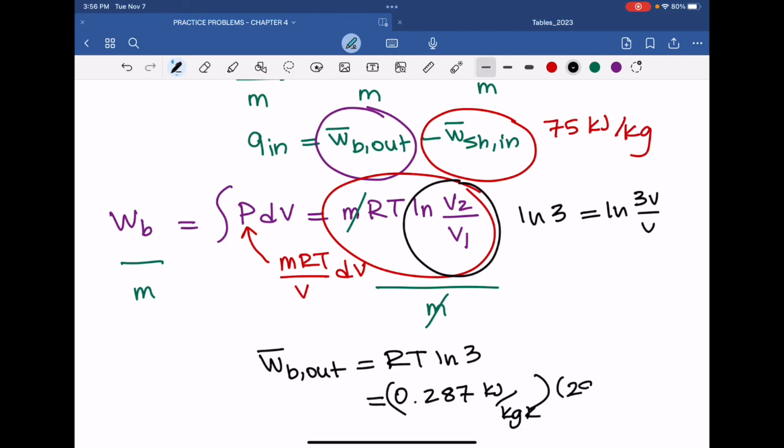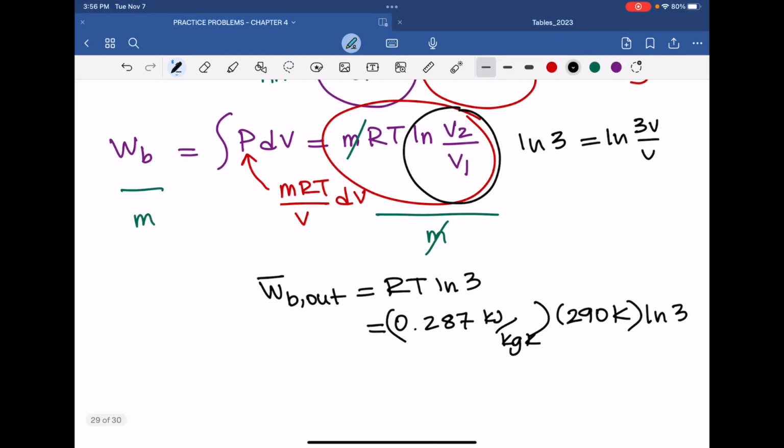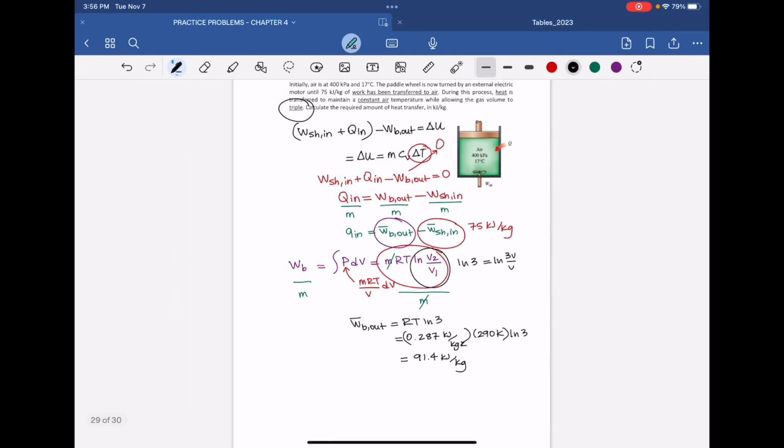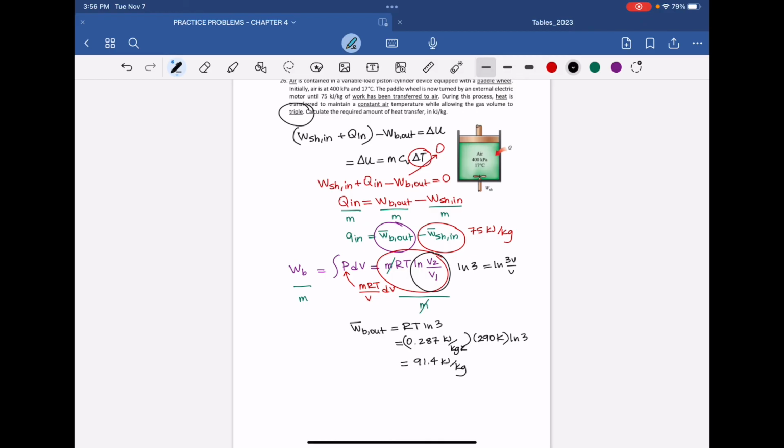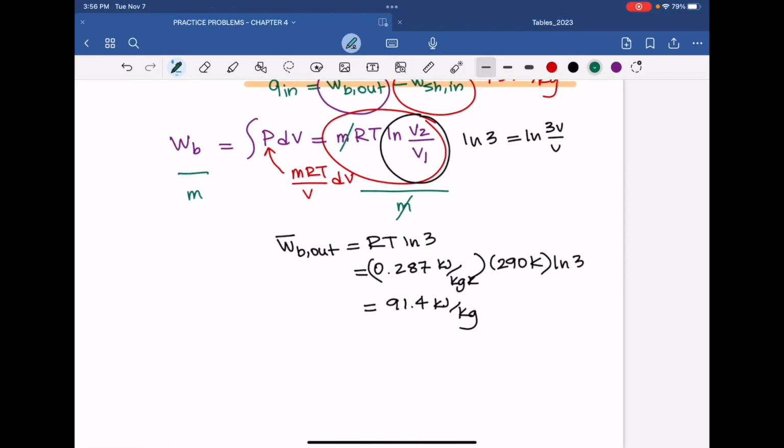So R and T we can figure out. Temperature, 17 degrees Celsius, is 290 Kelvin, and then that is ln 3. Okay, so if you do that, this is going to give you 91.4 kilojoule per kilogram, and it is the work output per unit mass. Now this doesn't end our calculations because I need to go back and look at the heat, how I can calculate the heat. This one, right?